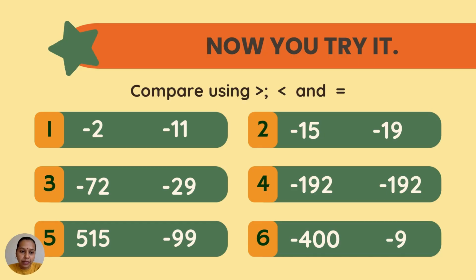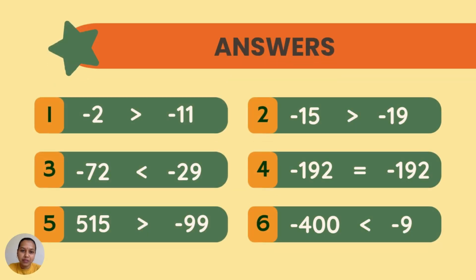Now it's time for you to try. So compare using the greater than sign, less than sign, or equal to for these sums. So the answers. The first one says negative 2 is greater than negative 11. Because if we look at the number line, negative 11 is much more further down than negative 2.